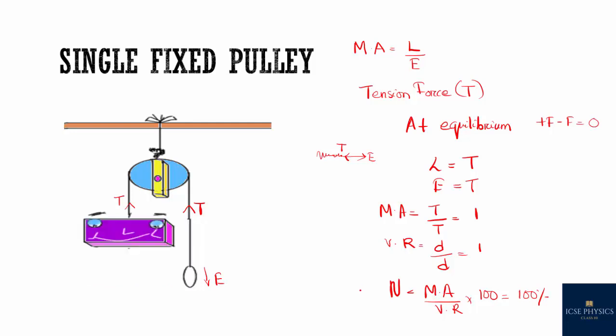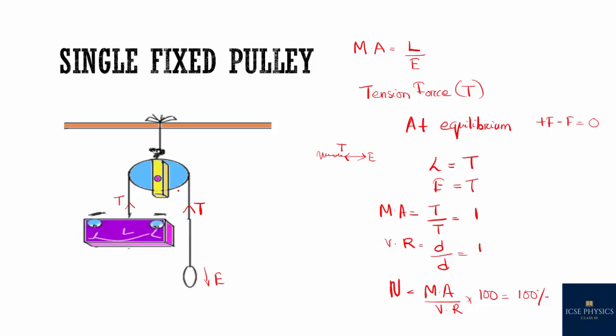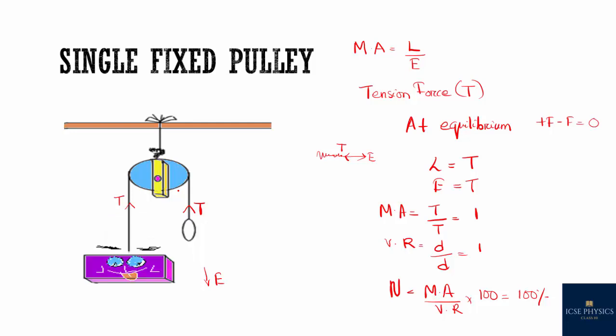So this is considering the fixed pulley to be ideal. In the actual case, there is always friction present in the rim. So actually the efficiency is not 100%, it's less than that. Similarly, the mechanical advantage is also less than 1, but the velocity ratio remains the same.